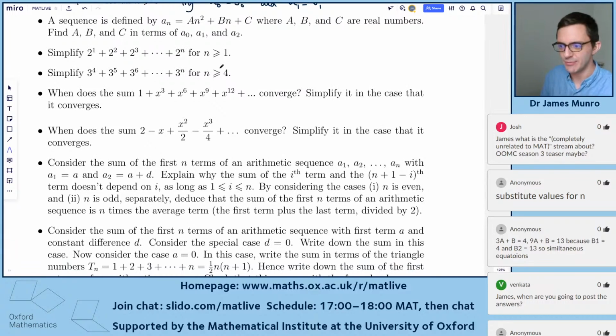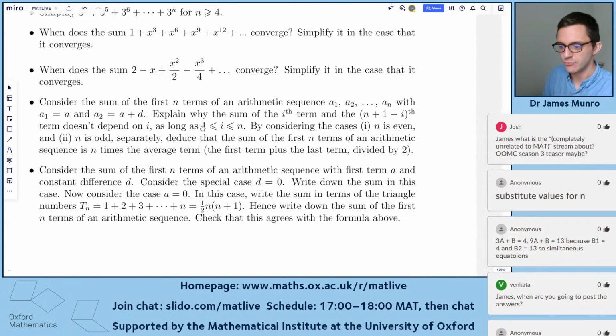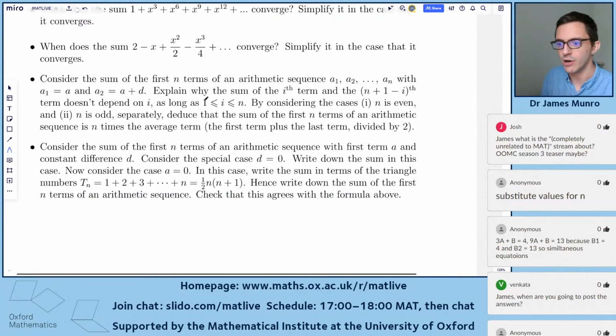Right. Okay. Got some simplification. I'm going to skip these. When do these converge? Or check for can you get these to converge? And then some proof questions to check that you can work out the formula. I have two different proofs of why the formula for the arithmetic sequence is what it is. You can try them out by following over here.